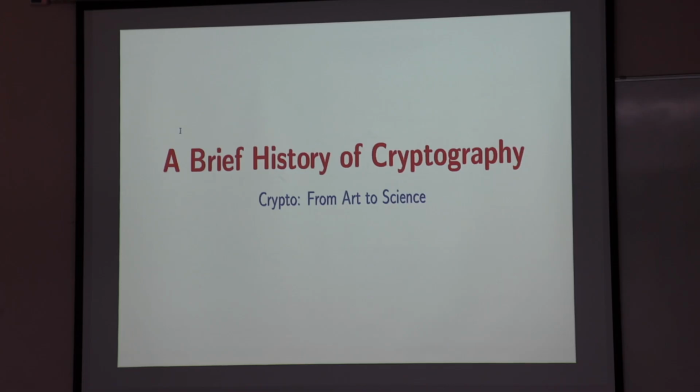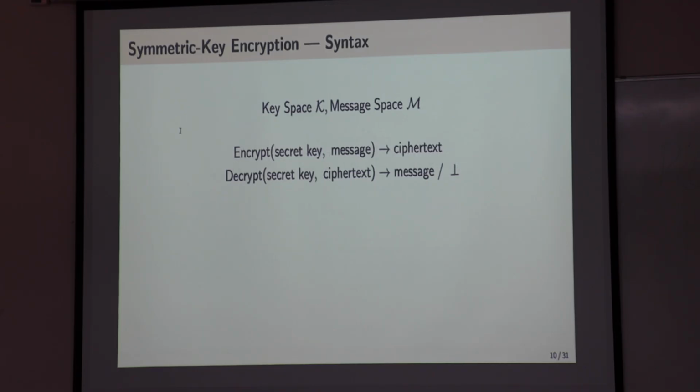Scientific form. So I want to talk about how this evolution happened, and we'll mostly be looking at the science part. Okay. So first, to get the syntax in place. A lot of cryptography, at least until the 1970s, was all symmetric key cryptography, or sometimes also called secret key cryptography. Conveniently, both are SKE.